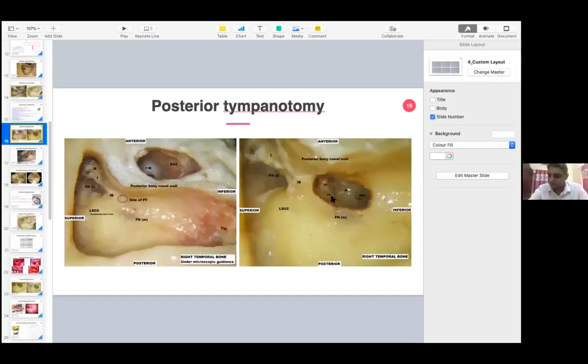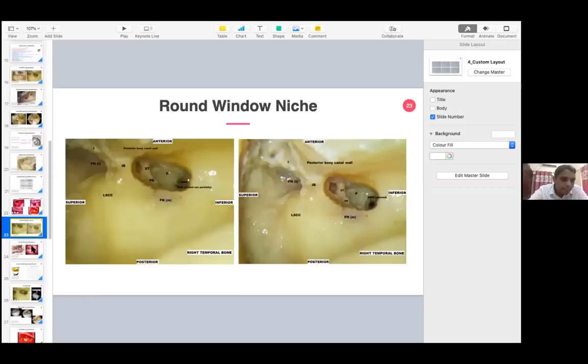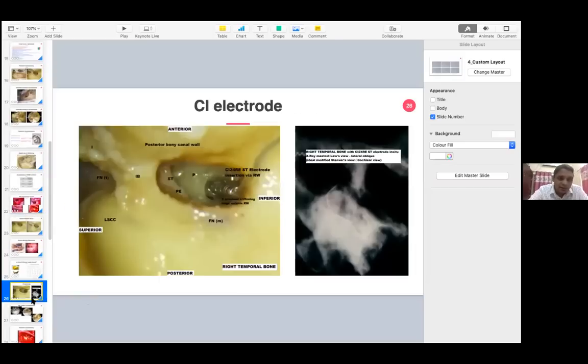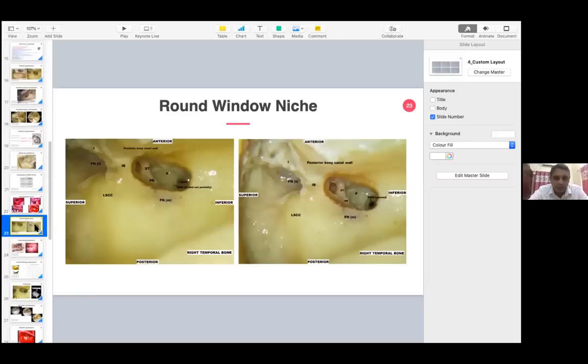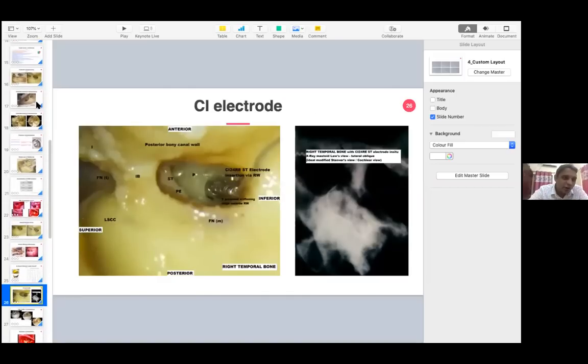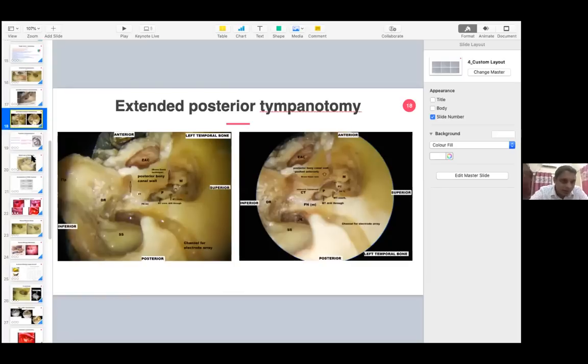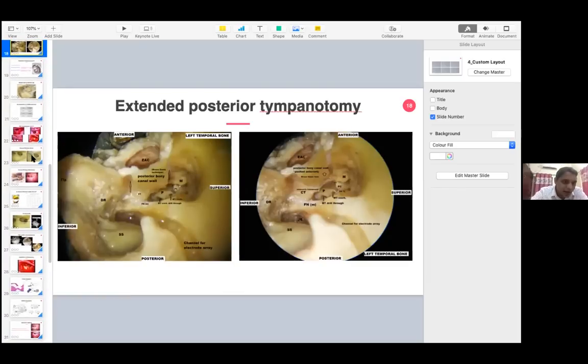A couple of questions on the crista fenestra. One question was, is the crista visible on preoperative radiology, on the CT? Yes, the crista can be made out, especially. Crista fenestra is visualized on imaging. How to locate it?